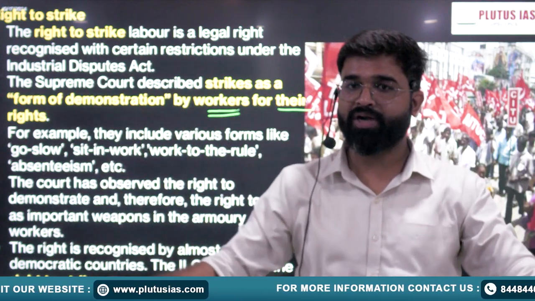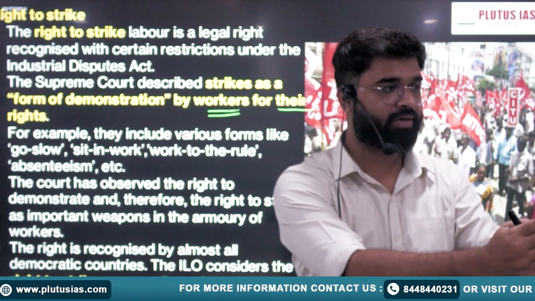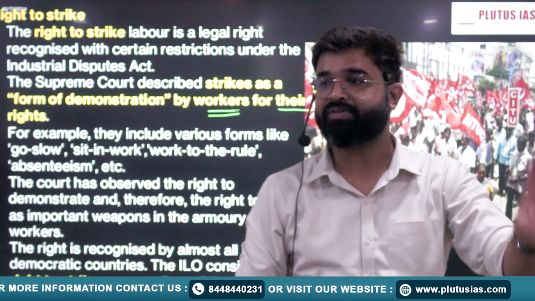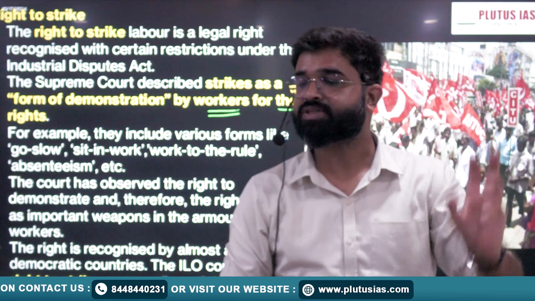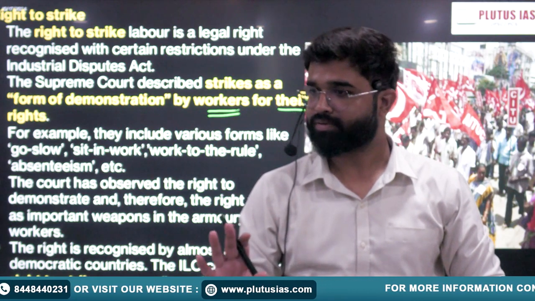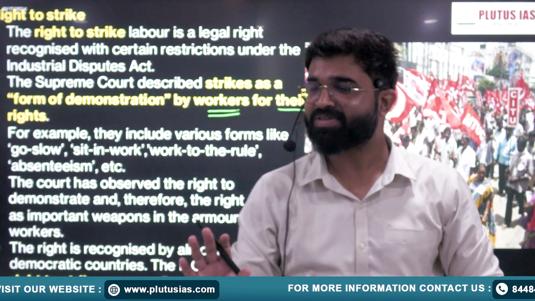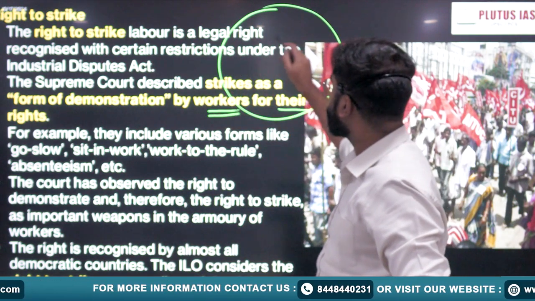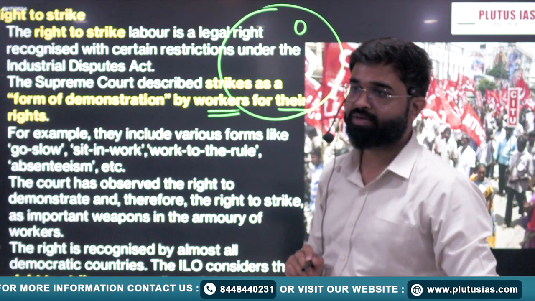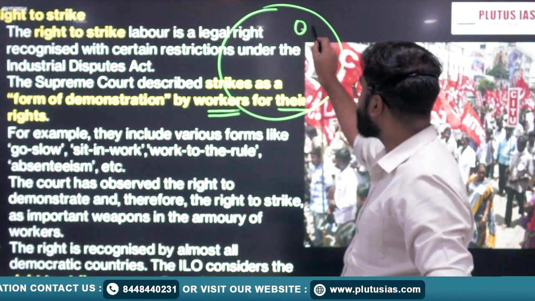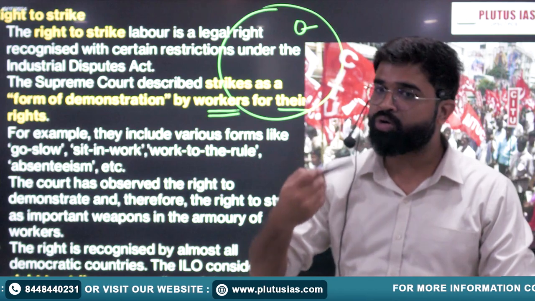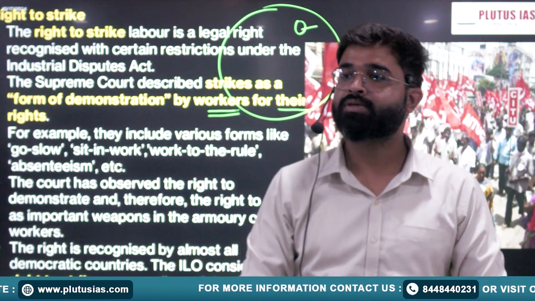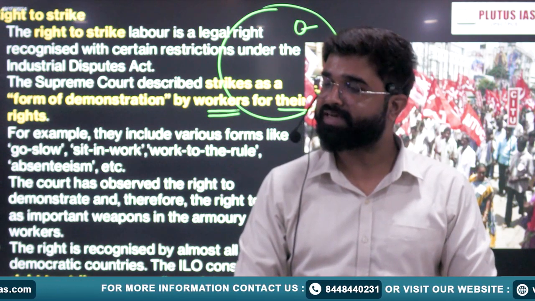Workers are a specific community within the overall community. Is it okay? And they have specific grievances related to their service condition. Samajh mein aaya na? This is the whole community, whole India, out of which one small community is the workers' community. And they are demanding certain rights related to their own community, that is the workers' service condition, their wages, their working hours, etc.